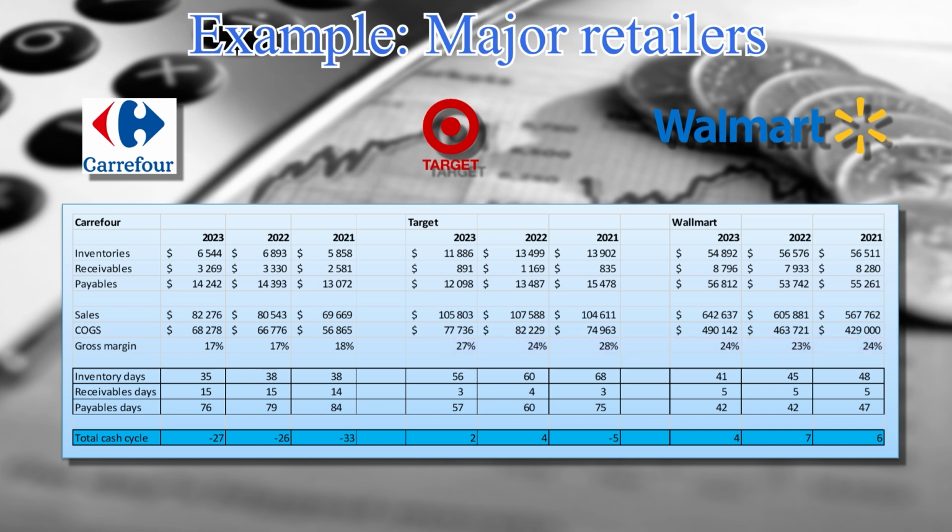Also, take into account the fact that for Carrefour, their total cash cycle is negative, so probably their current assets are lower than their current liabilities. Their current ratio is lower than 1, but that is not a bad thing for them. That is actually a good thing for them, because that's part of their strategy. That's how they get money to finance their growth.